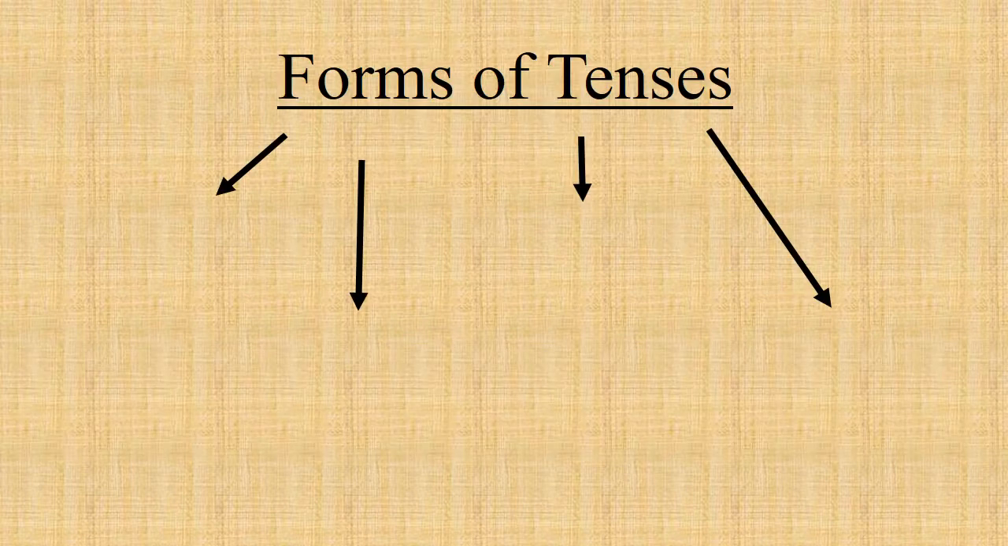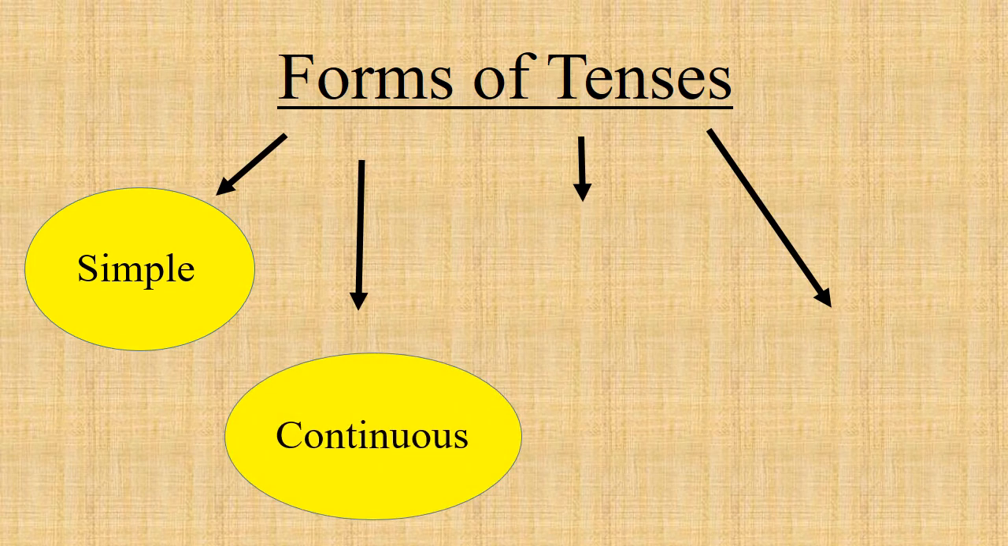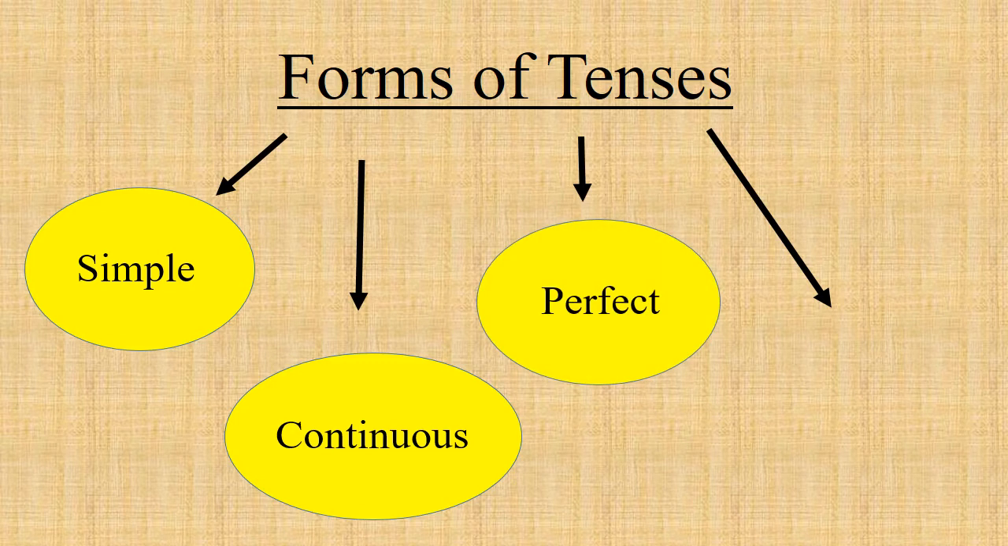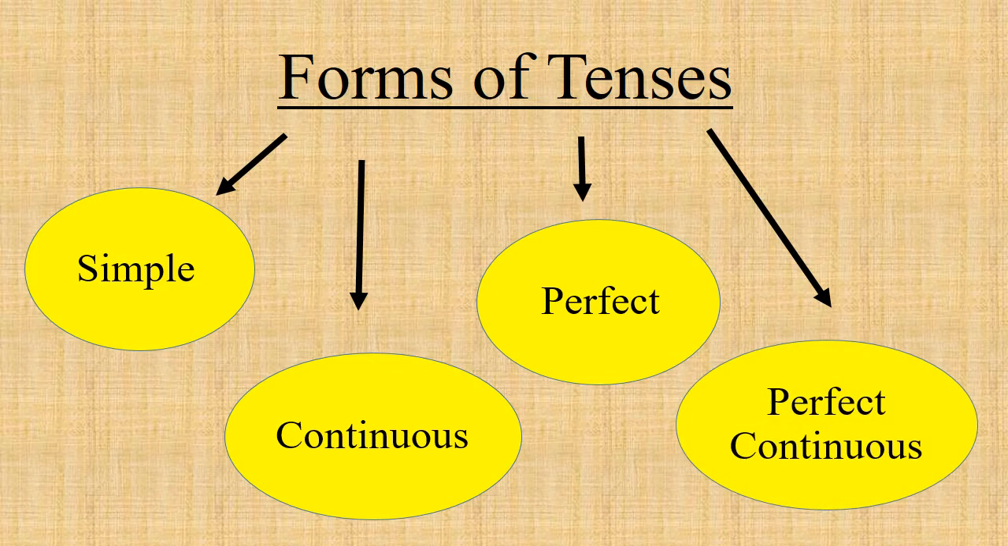Now, as we all know, tenses are broadly classified into three main types: present, past, and future. Further, each one of them is classified into four types. First is simple tense: simple present, simple past, and simple future. Continuous tense: present continuous, past continuous, and future continuous. Perfect tense: present perfect, past perfect, and future perfect. Perfect continuous: present perfect continuous, past perfect continuous, and future perfect continuous.